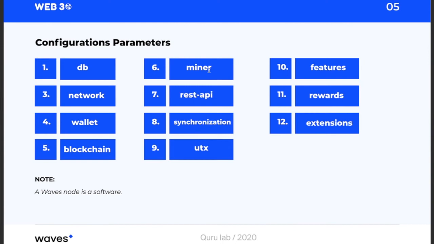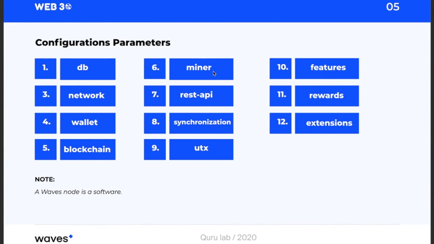But the proof of stake of the Waves blockchain is set in a way that the account that is set to a Waves node must have up to 1,000 Waves before you can mine a block. Remember, it's proof of stake. The more you stake, the more chances you have of mining blocks.